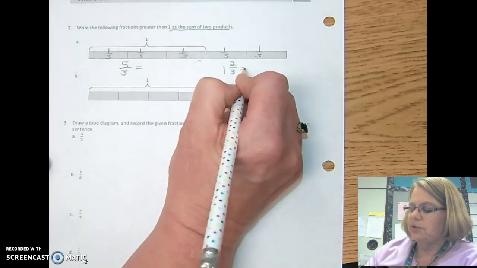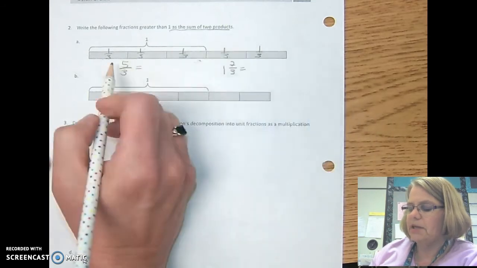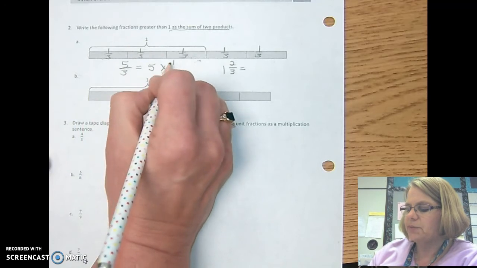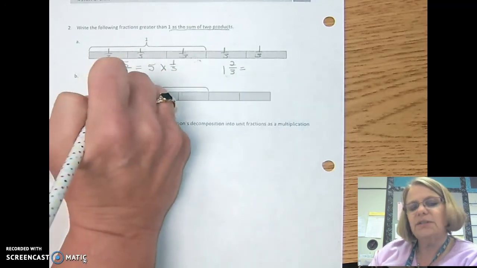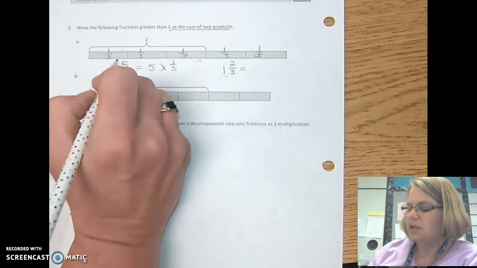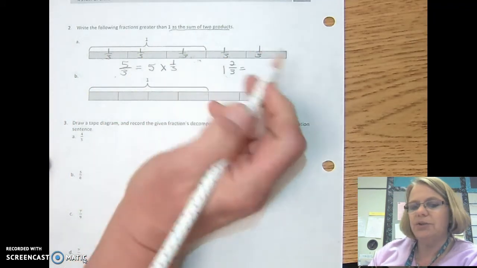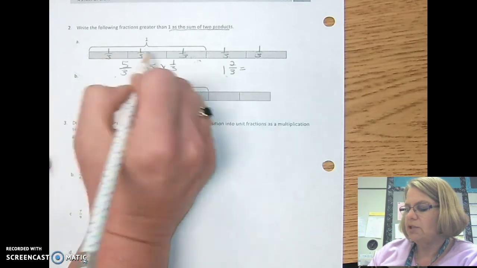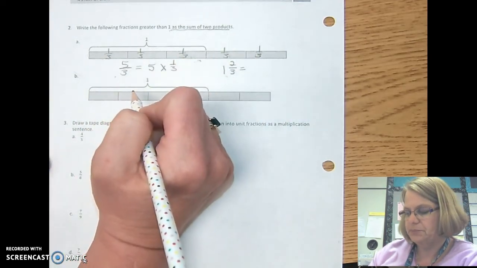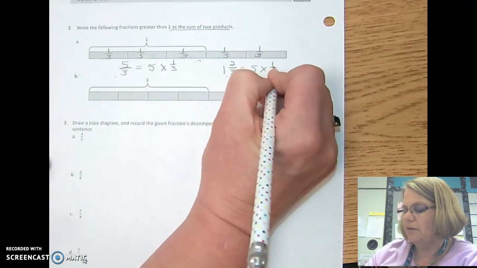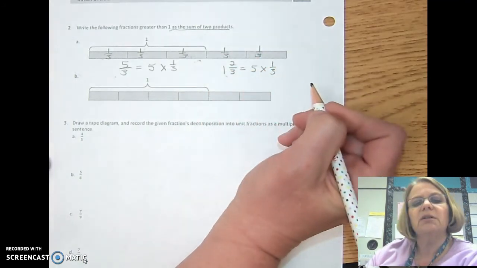Now that equals how many times? 1, 2, 3, 4, 5. 5 times 1/3. 1 and 2/3 is the same thing as 5/3. Because if we count them out, 1, 2, 3, there's 1 and 2/3. Or 1, 2, 3, 4, 5, 5/3. So 1 and 2/3 is also going to equal 5 times 1/3.